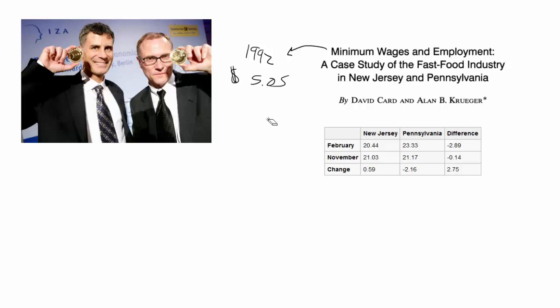$5.05. The way they looked at how this was affecting people was that they did survey data before 1992. I don't remember what month it was, but let's say it was October 1992 that the law was passed. So they did a survey a couple months before the minimum wage was raised and a couple months after. They surveyed fast food restaurants and asked about prices. They asked how many workers do you have. They measured whether a store was even still open before and after.